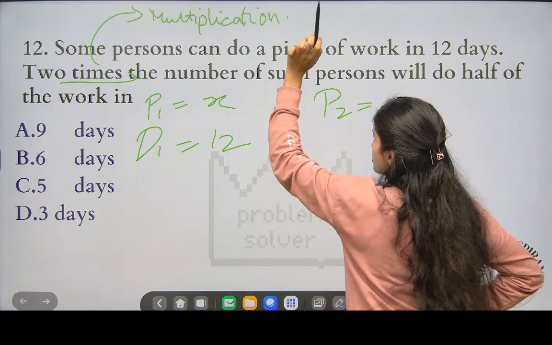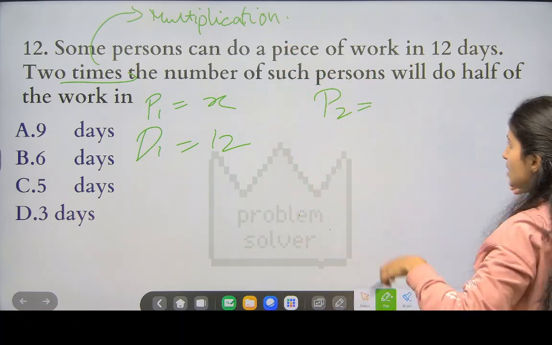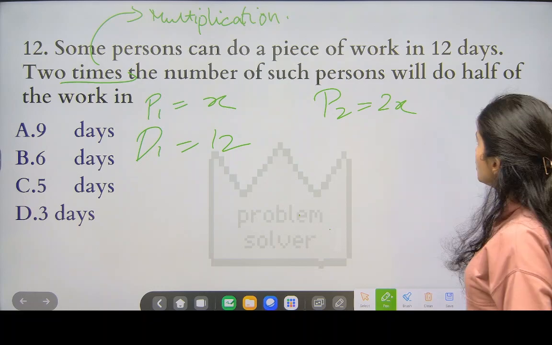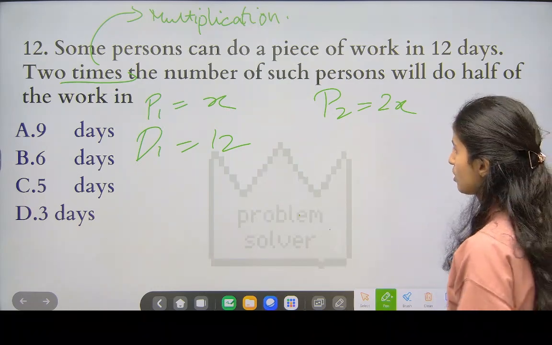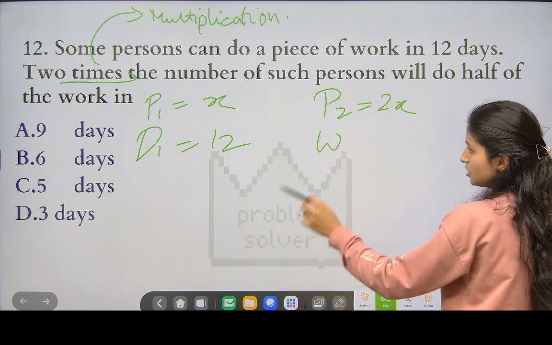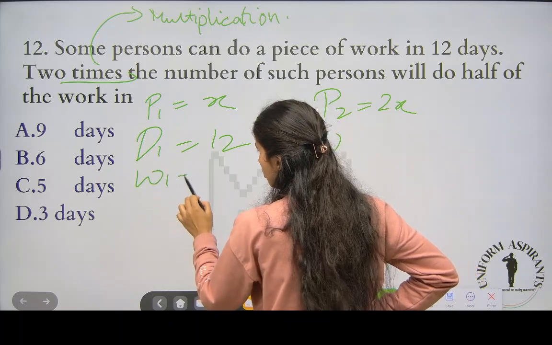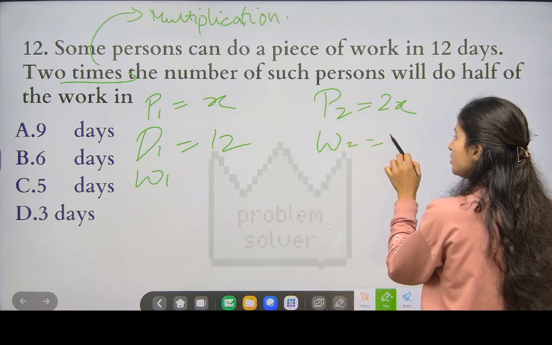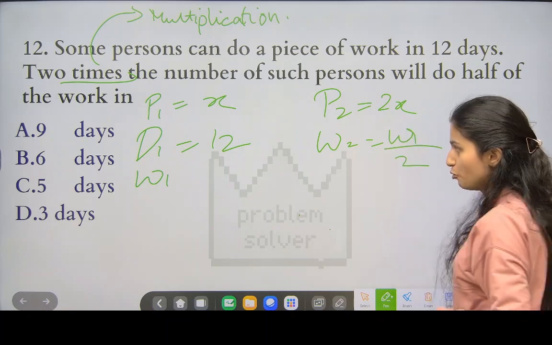It is always multiplication. Remember this, okay? Times the number of such persons means 2 into X, multiply. Such persons will do half of the work. Means here, for example, it was W1 work done, then what will be the work done here? W1 upon 2.